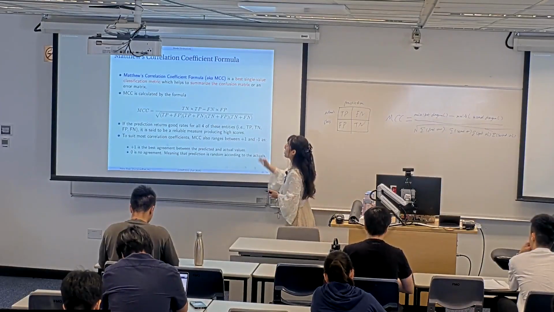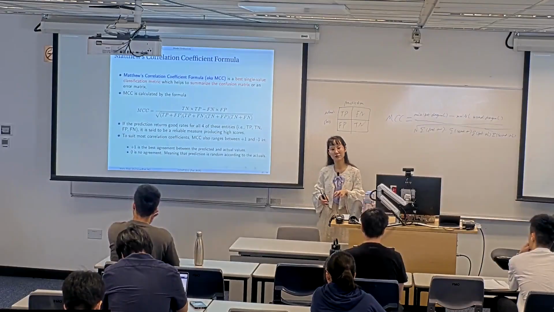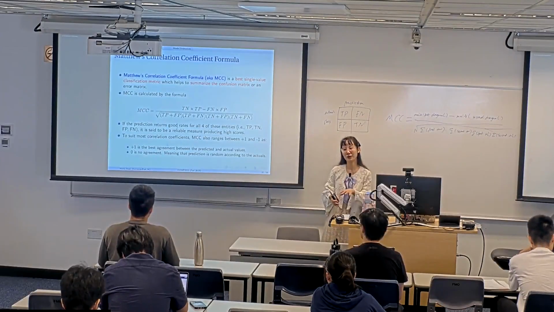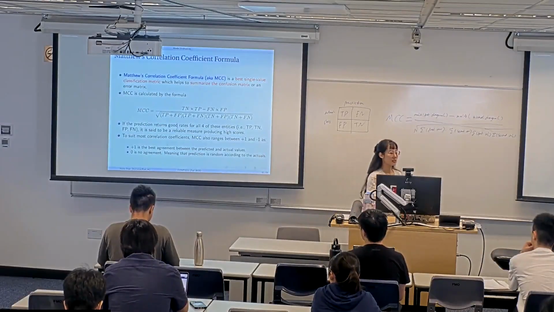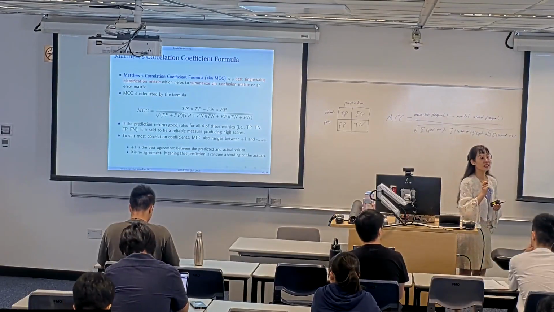Then does anyone know what if MCC equals -1? Now -1 and 0 have different meanings for MCC scores. Every prediction is wrong. Yes, every prediction is wrong.